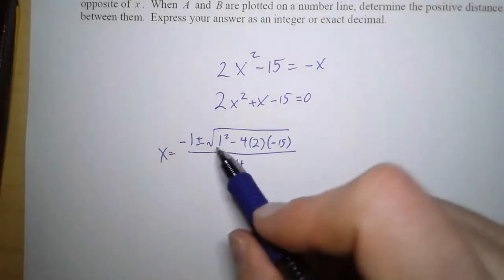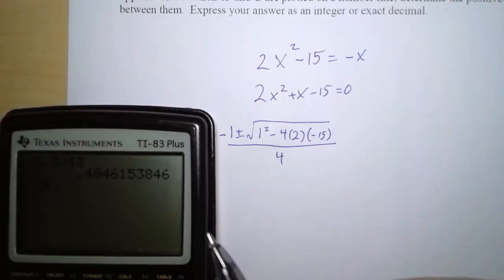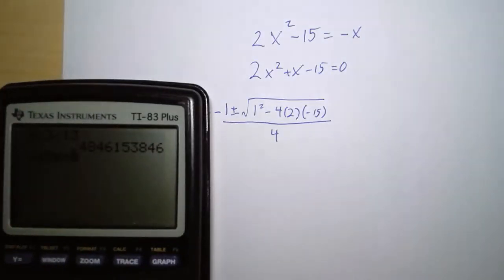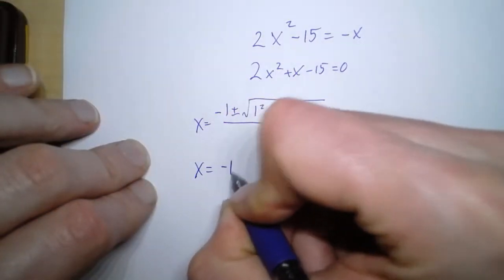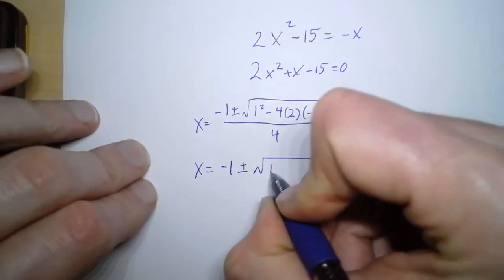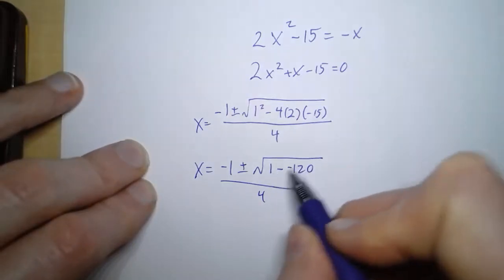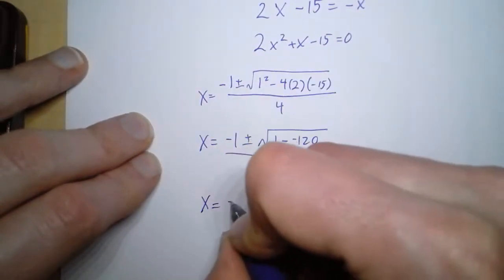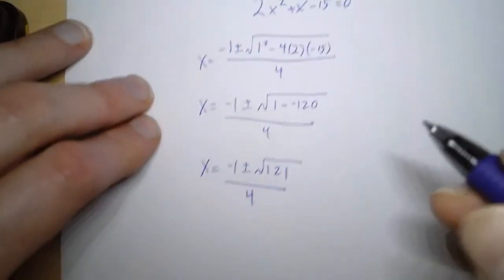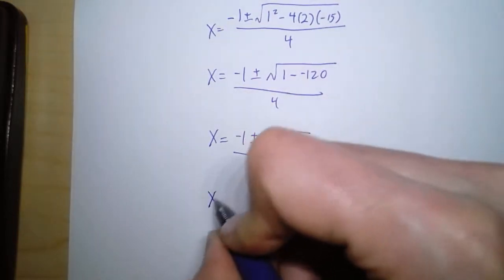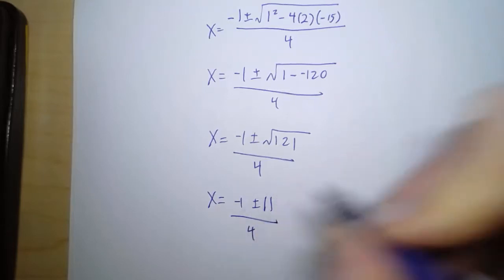All right, so what I have to do is compute this quantity inside. So I have 1 squared, which is 1, and then 4 times 2 times negative 15, so negative 120. So we got negative 1 plus or minus the square root of 1 minus negative 120, all over 4. And so you're actually adding that. So you're going to end up with negative 1 plus or minus the square root of 121 all over 4. So that means we get negative 1 plus or minus 11, because 121 is a perfect square.